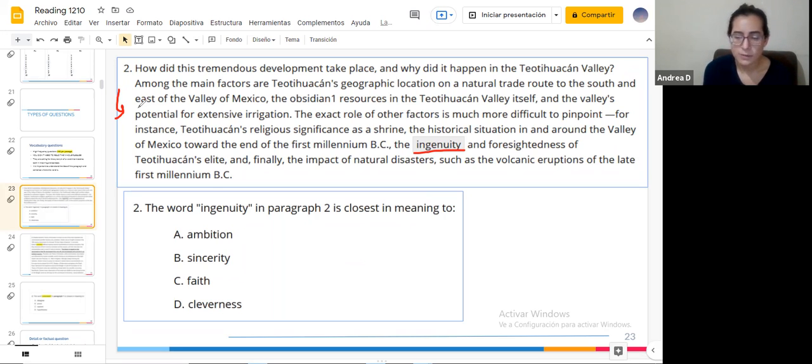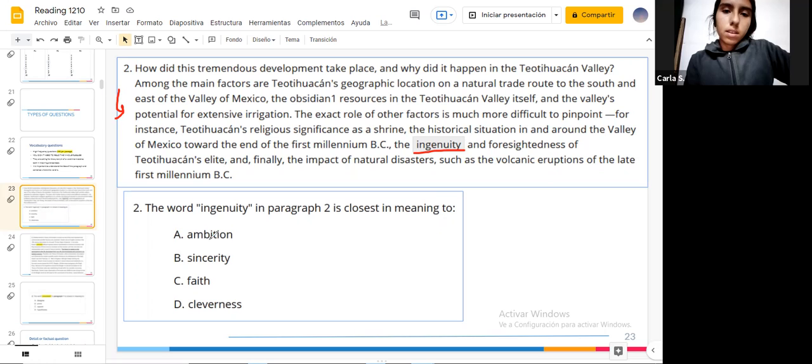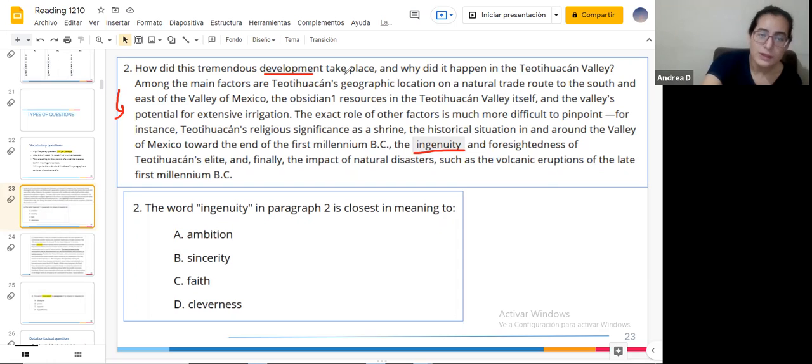What do you guys think this paragraph was about? Maybe, I don't know. Carla, what do you think? What's your take? The development of Teotihuacan. Perfect. Yeah, there you go. The development of this city and pretty much why it happened, right?